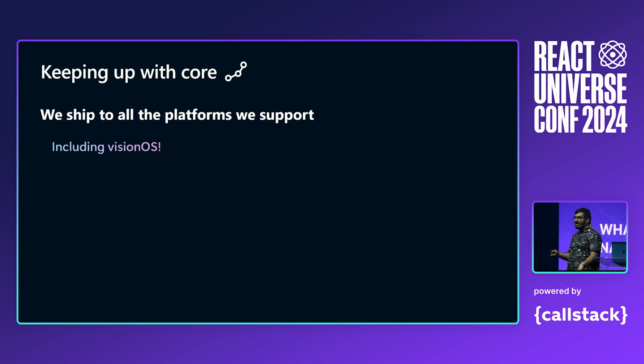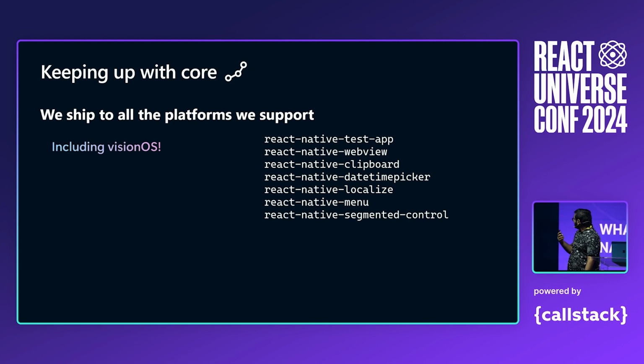So Office ships everywhere. It's on every device you can think of, and that includes VisionOS. And Office uses React Native. So we have to make sure that all of our dependencies and things that use React Native work on VisionOS. That meant that we took a bit of a sidetrack, and we added VisionOS support to a bunch of libraries in the community. Some of these were one-line changes. That was kind of nice. Some of them were a lot more involved.